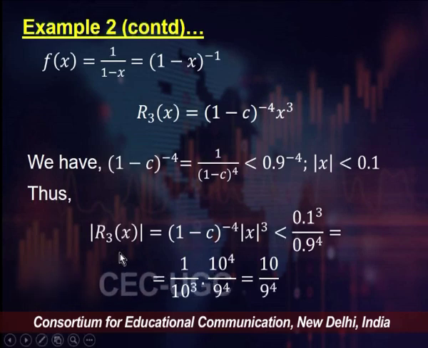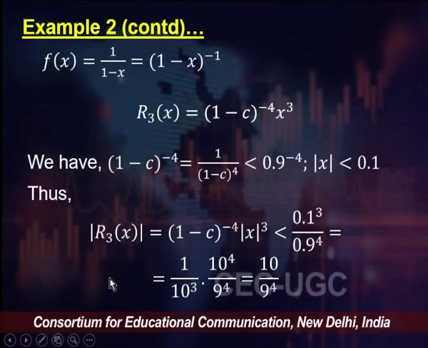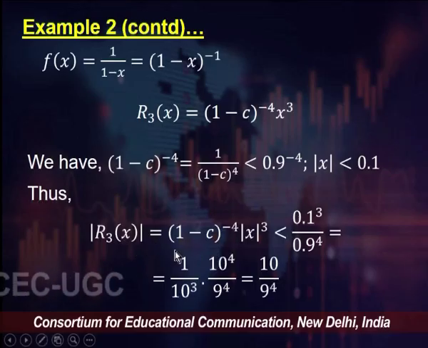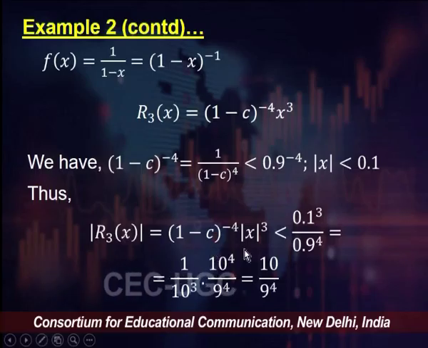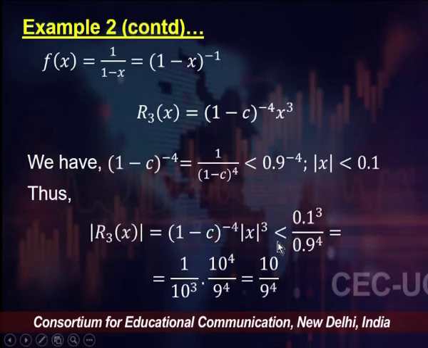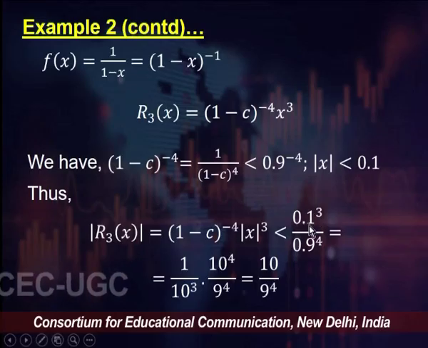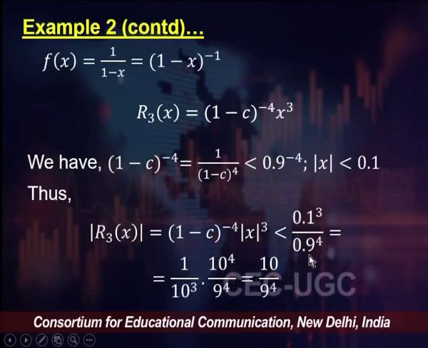So this we can then use to calculate the upper limit to the remainder, which is the absolute value of r3 of x, which is (1 minus c) to the power minus 4 times mod x the whole cubed, and this then is less than 0.1 cubed, because mod x is less than 0.1. So instead of mod x cubed, I'll have 0.1 cubed divided by 0.9 to the power 4, and this is 10 divided by 9 to the power 4.